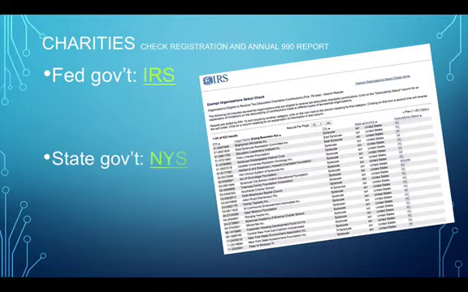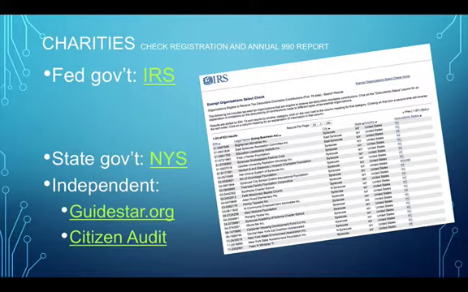State government also has registration forms that you can check out who a charity is, what its purpose is, where it does business, who's on the board. And there's a couple independent websites that also will give you information, including a new one, Citizen Audit, where you can actually search by term or by keyword. Another really great thing to know is the annual 990 reports that you can get at many of these websites, because they're the ones that will give you the real inside information about these charities.